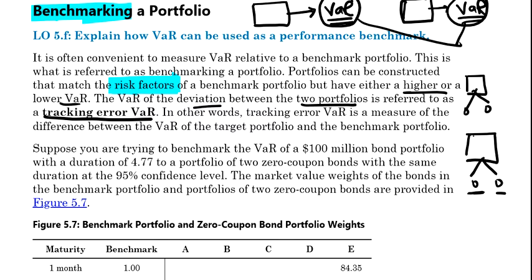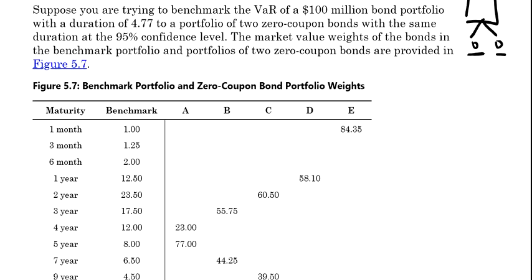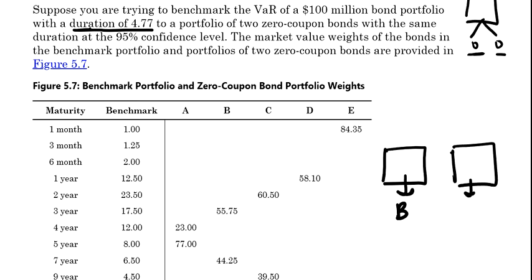Two portfolios means one is my portfolio and the other is the benchmark portfolio, and the difference between the VAR of these two portfolios is known as the tracking error VAR. Clear? Now the risk factor which I am taking into account is the duration. Okay, means I am mapping, this is the benchmark portfolio and this is my portfolio. So what I am choosing is the duration: the duration of the benchmark portfolio is 4.77, as well as the duration of my portfolio is also 4.77.